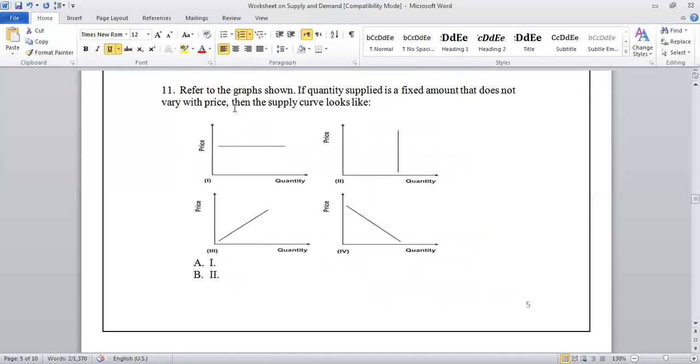Number 11. If the quantity supplied is fixed, again, this is like the same question we had for demand, but for supply. If the quantity supplied is fixed, which one? A, B, C, or D? The answer is B. Quantity does not change, but prices change.